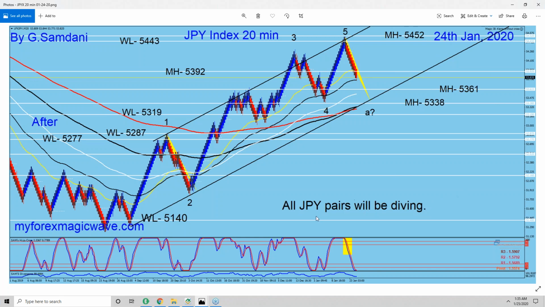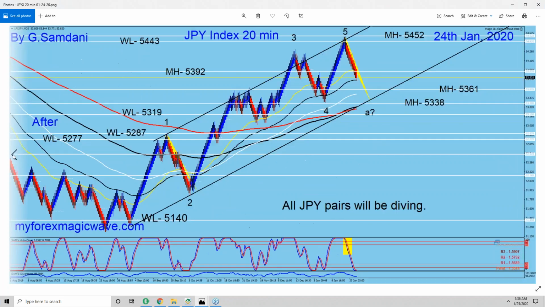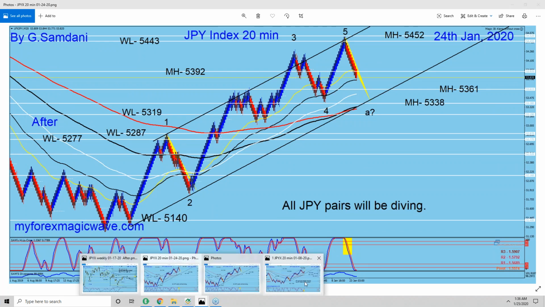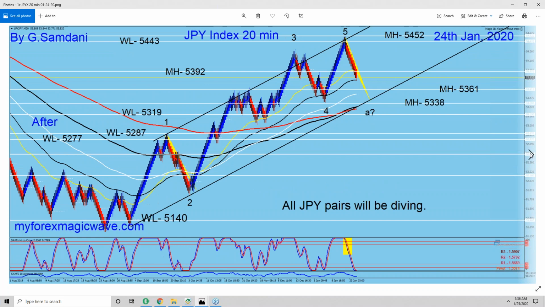So let's take a look at the yen pairs and yen trades only. I have so many other trades, but I'm just gonna show yen trades because of this strategy and this analysis of the yen index. So start watching this first. This is the yen index. Let me just go here and start showing you. This is the chart here, and this is what happened to it.